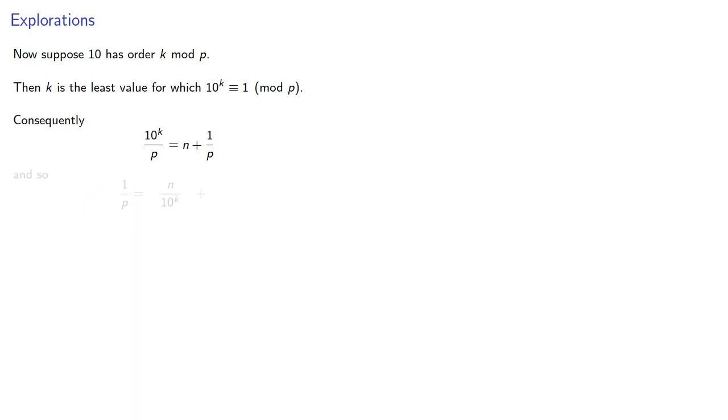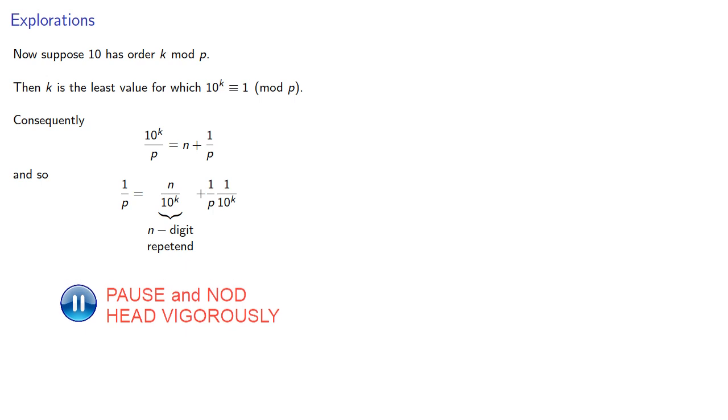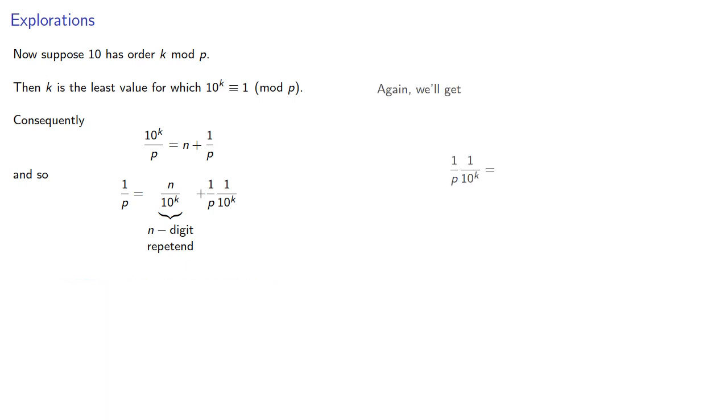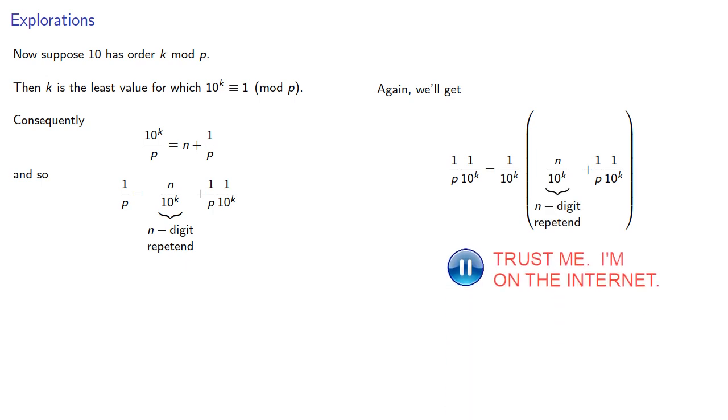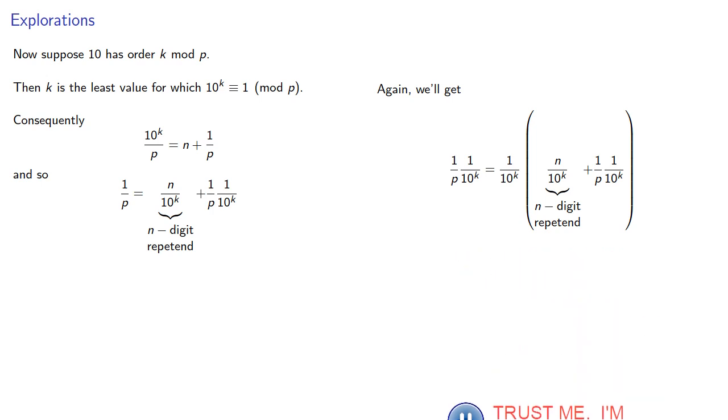And so if we divide through by 10 to the k, we get this first term, which is our n-digit repetend, and then we get this remaining term. And note that that remaining term looks like, factoring out 1 over 10 to the k, we get n over 10 to the k. Well, that's our n-digit repetend again, plus another copy of 1 over p times 1 over 10 to the k. And so our next term will give us another n-digit repetend, and so on to infinity.